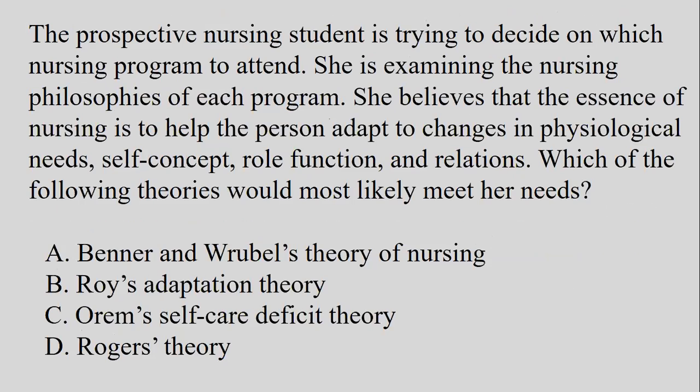The prospective nursing student is trying to decide on which nursing program to attend. She's examining the nursing philosophy of each program. She believes that the essence of nursing is to help the person to adapt to changes in physiological needs, self-concept, role function, and relations. Which of these theories would most likely meet her needs? B? Is it B? Roy's adaptation theory? Good.